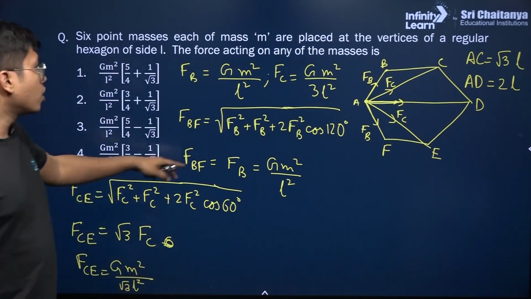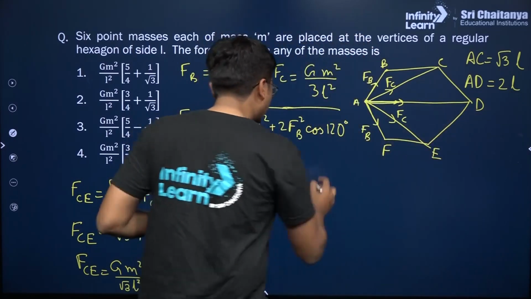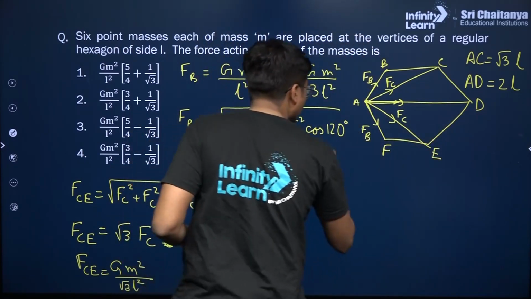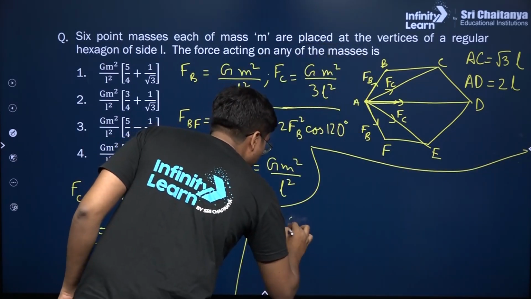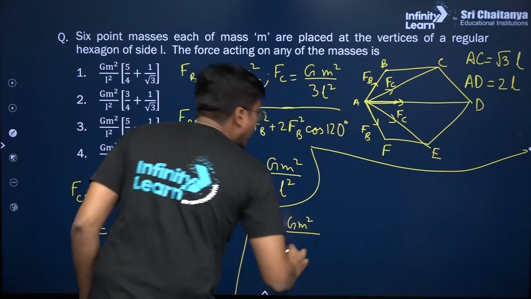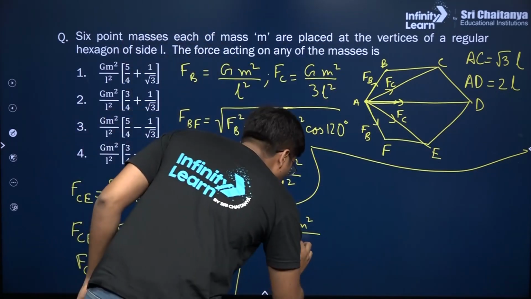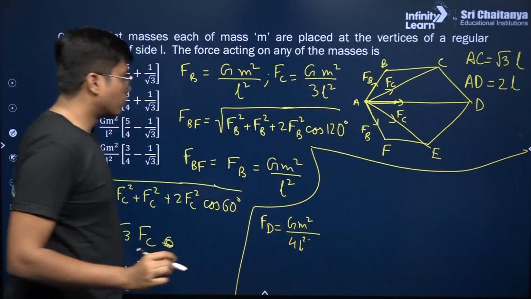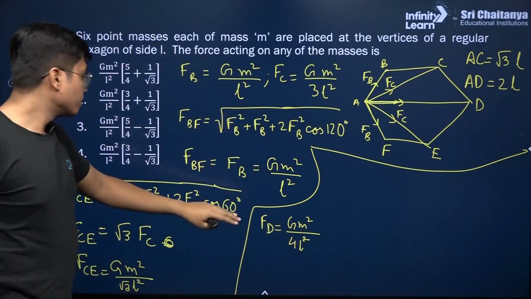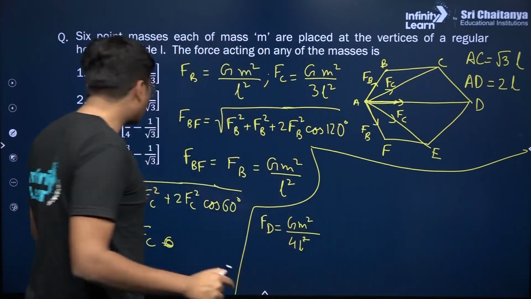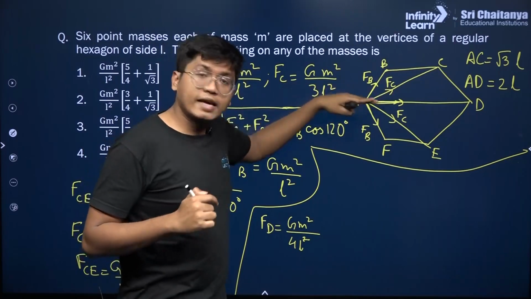So that is FCE. We also have the final force, which is FD, and that would be equal to GM square divided by this length we found as 2L. AD is 2L, so this is 4L square over here. Now what is the net force? The net force acting is just going to be, you can just add them all in the form of a scalar, because they're all in the same direction.